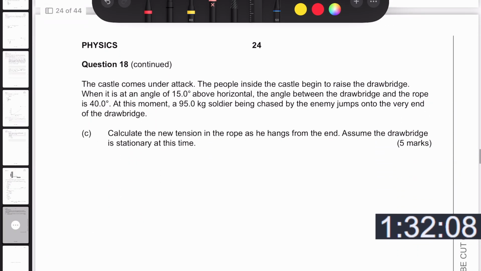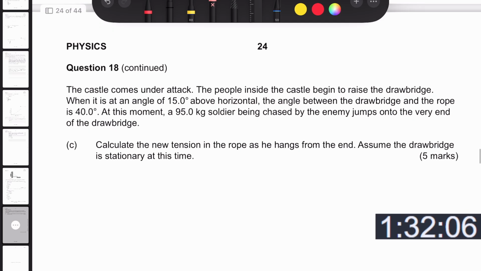The castle comes under attack. The people inside the castle begin to raise the drawbridge. When it is at an angle of 15 degrees above the horizontal, the angle between the drawbridge and the rope is 40 degrees. At this moment, the 95 kilogram soldier jumps onto the very end of the drawbridge. Calculate the new tension in the rope as he hangs from the end. Assume the drawbridge is stationary at this time.